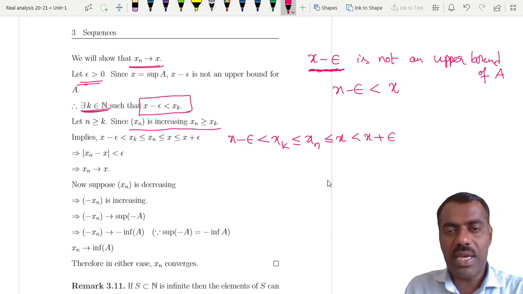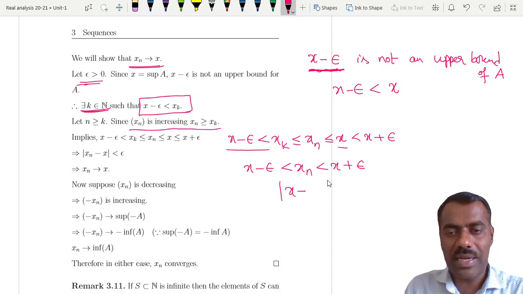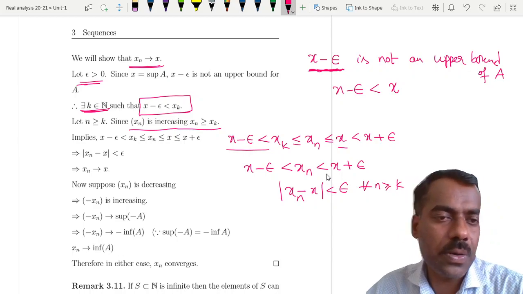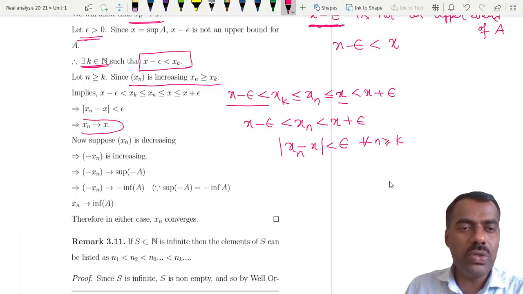So X minus epsilon is less than Xn, and Xn is less than X plus epsilon. That is the same as saying that mod Xn minus X is less than epsilon. Of course, this is only true for all n greater than or equal to k. That shows that Xn converges to X.